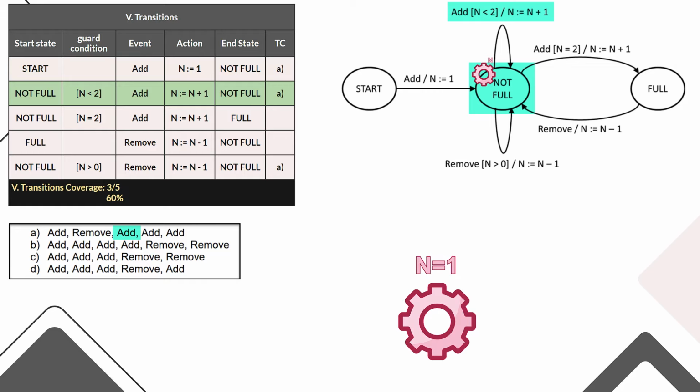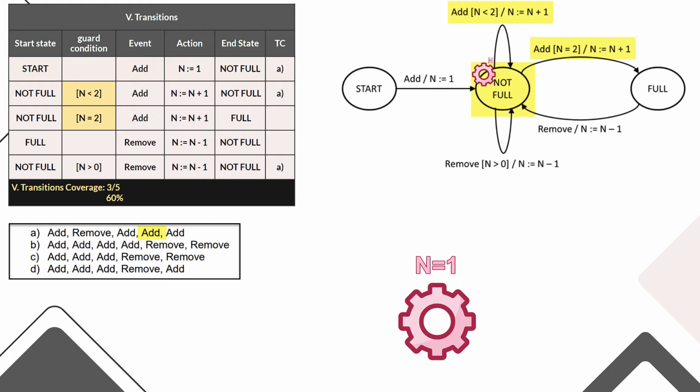Don't worry, we are not going to consider all 20 transitions in 4 answer options step by step. Let's finish with answer option A, and then highlight the main details of answer options B, C, and D shortly. So the next step of test case A is event add again. And since we are still in not full state, the steps are absolutely the same as we just went through.